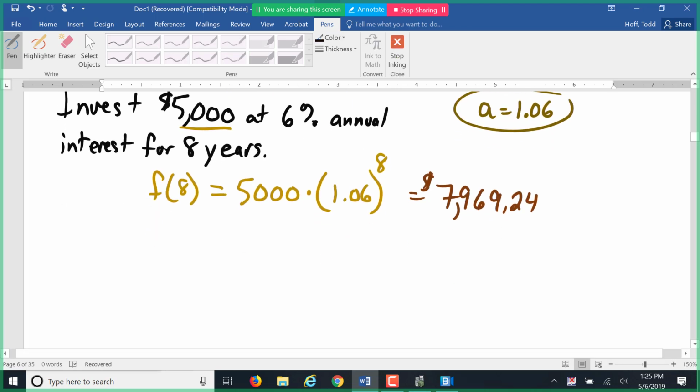Now, there are different compounding factors. I did this annual interest to make it simple. It can be compounded quarterly, compounded monthly. Those would change that formula slightly.